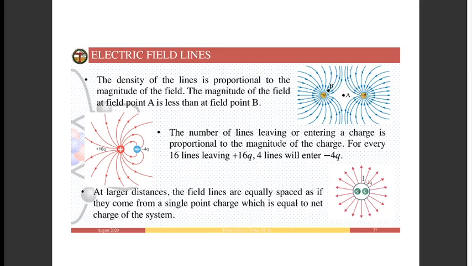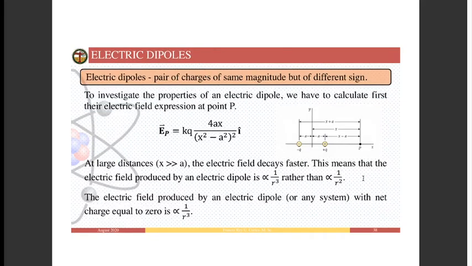Okay? So, we are done with electric field lines. Let's move on to electric dipoles. So what are electric dipoles? Electric dipoles are a pair of charges with the same magnitude but of different sign. Suppose I have negative Q and positive Q, these are electric dipoles because they have the same magnitude Q and Q but of different signs.